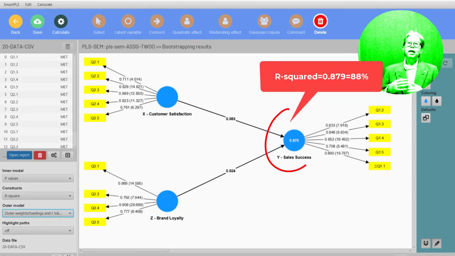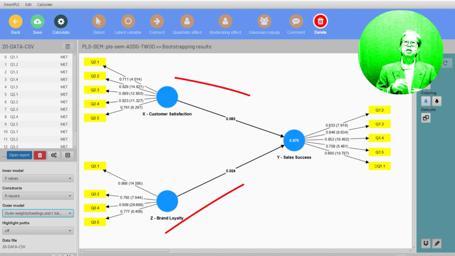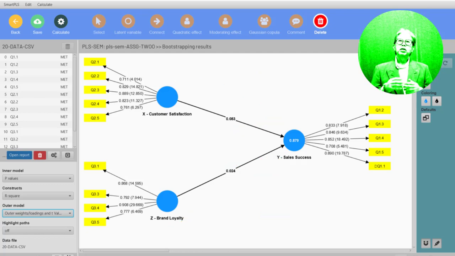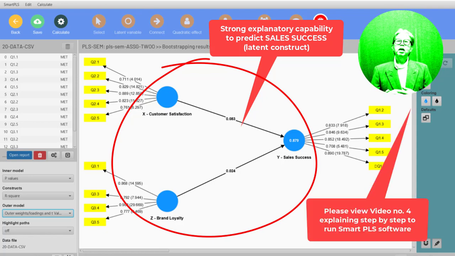The R-squared for the latent construct of sales success was calculated as 0.879. This indicates that about 88% of the variance of sales success is explained by the exogenous constructs like customer satisfaction and brand loyalty. These findings highlight strong explanatory capability, which validates the relevance of partial least squares structural equation modeling to explain and predict the latent construct of the sales success index.